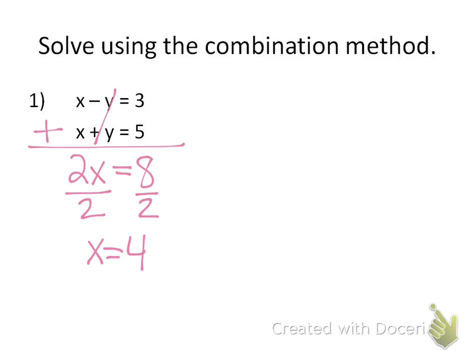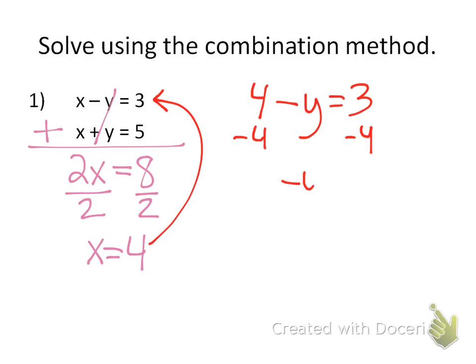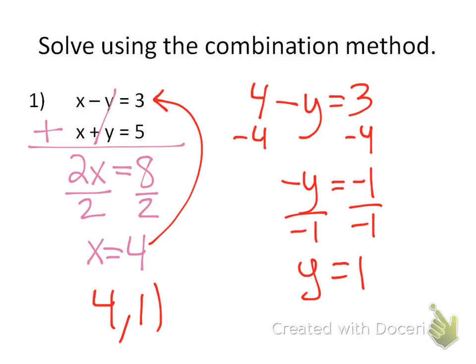Once you know what one of the variables is, you can plug it back into either equation. I'll just plug it into the top. So 4 minus y equals 3. Subtract 4 from both sides. Negative y equals -1. So, of course, y is going to equal +1. So, I think right now it's 4, 1, but I'm going to check. When I plug it in here, I would get 4 minus 1 is 3. When I plug it in down here, I get 4 plus 1 is 5. So, I know for sure this is the answer.